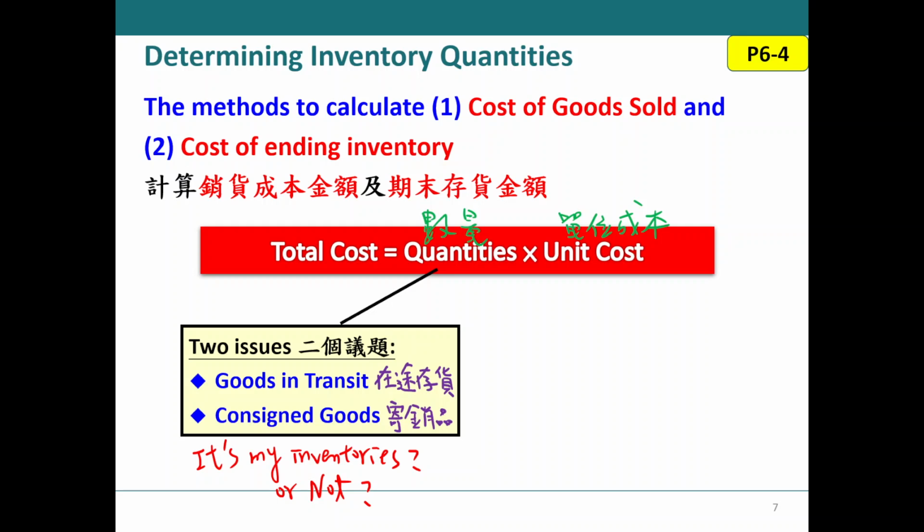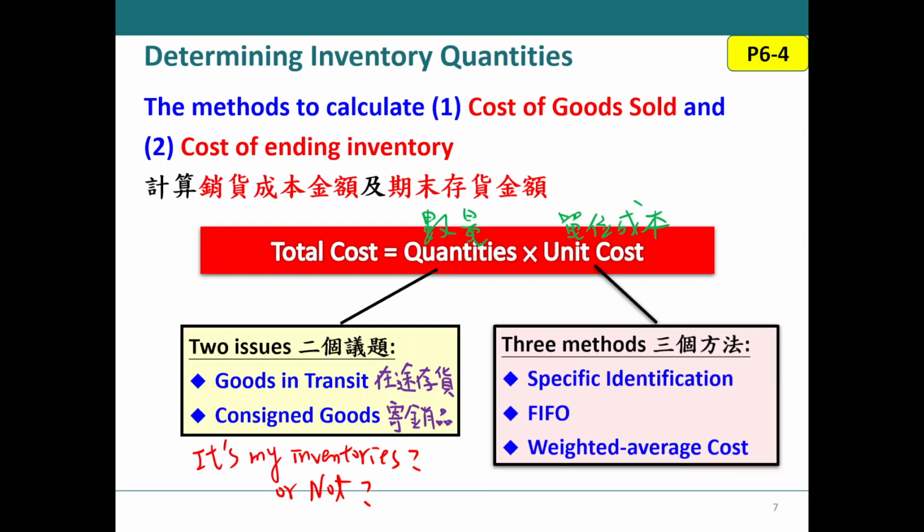在途存货 and 寄销品. Okay. So for quantities, we have two situations: goods in transit and consigned goods. How about unit cost? What does unit cost mean? How much money you spent to buy the inventory, right? So unit cost is the cost of your inventory, how much money we spent to buy it. For this one, we have some problems. We have three methods to help you determine the unit cost.